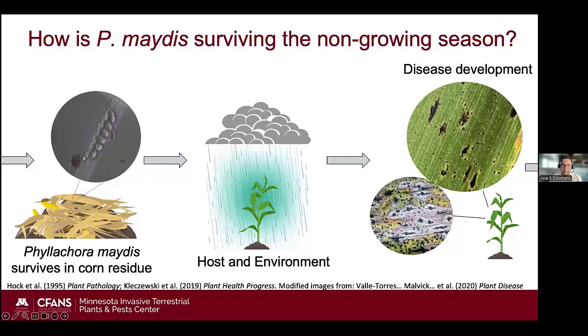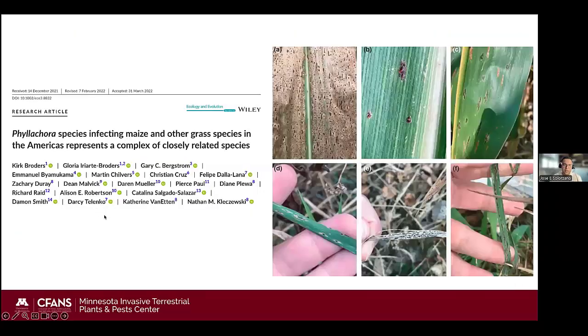But for the emphasis of this presentation, we will focus on the survival of the pathogen and the inoculum source here on the left, because we know that the fungus can survive in the corn residue. However, it is hypothesized that corn residue might not be the only source of inoculum during the non-growing season. It is considered that there might be other places where this fungus may survive during the non-growing season. So that brings us to a study published in 2022.